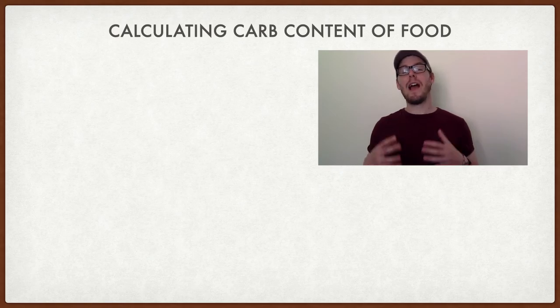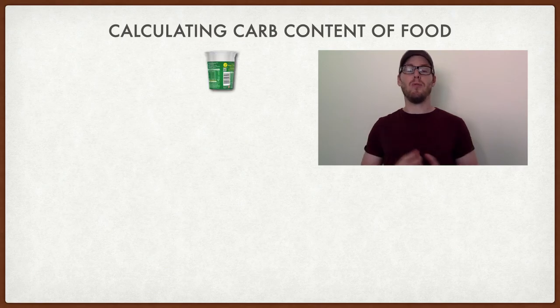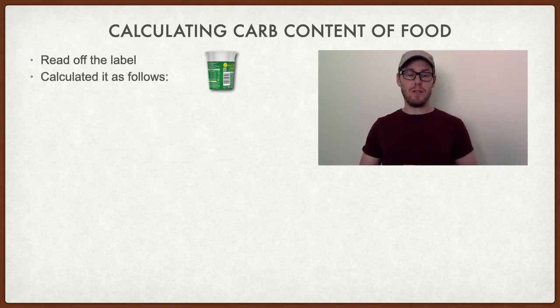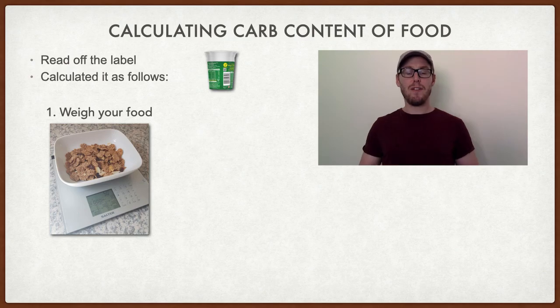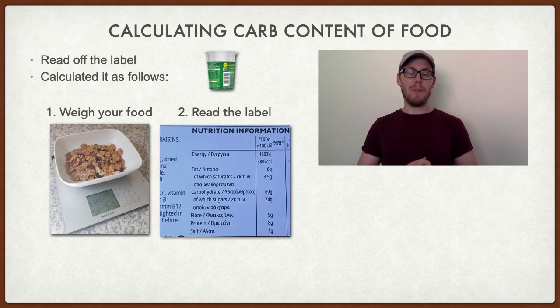Okay, so now I'm going to tell you how I work out the carb content of the food that I eat. If I'm eating something simple like a pot noodle, this is easy and can be read straight off of the label. Otherwise it might be a little bit more complicated and you'll have to calculate it as follows. The first thing you need to do is to weigh your food. So using my kitchen scales every morning, I weigh out 50 grams of cereal. The second thing I do is I read the label with the nutritional information on it. On there you can find out how many carbohydrates there are per 100 grams of that food. The third thing I do is the calculation.